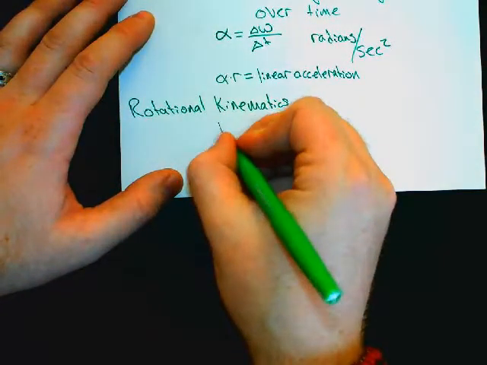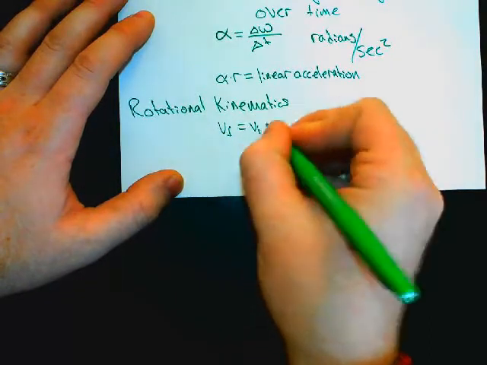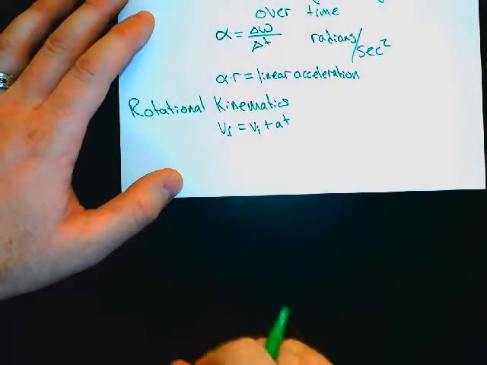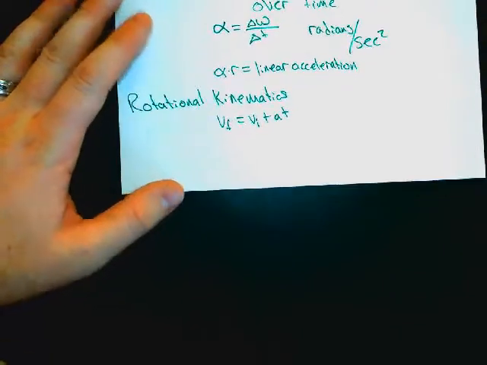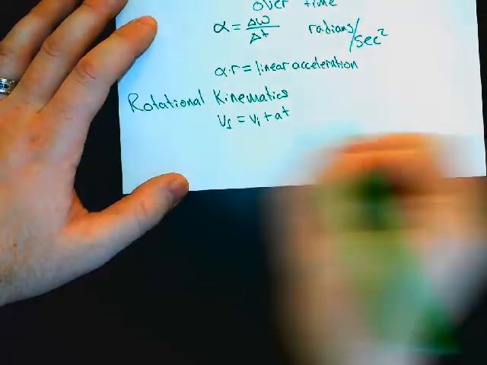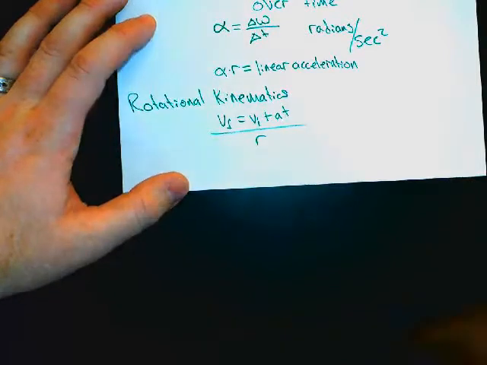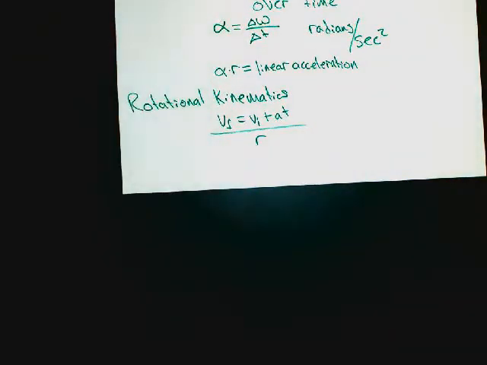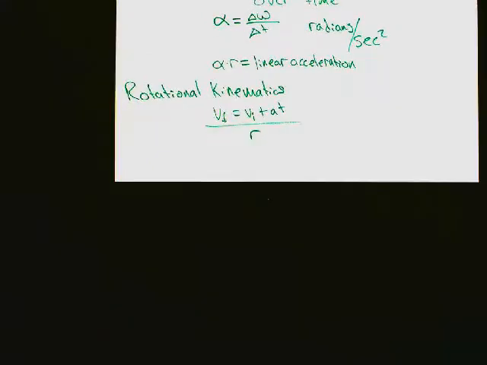So let's start with Vf equals Vi plus at. Easy one, right? Okay, that's good. Let's divide everything by r. Take a moment, go through the algebra to divide everything by r, and substitute it for the variable we just defined.